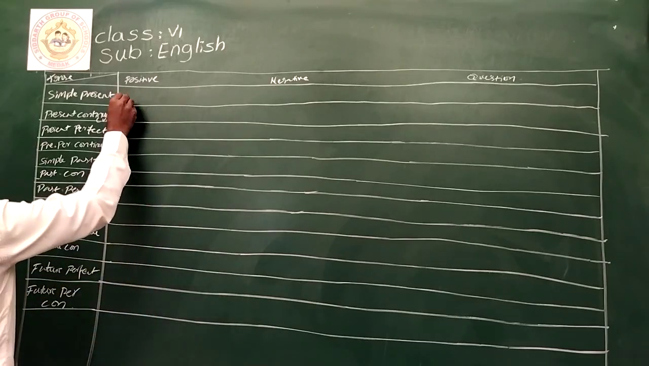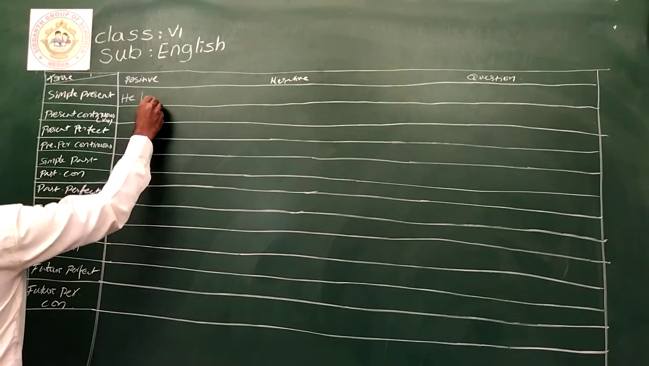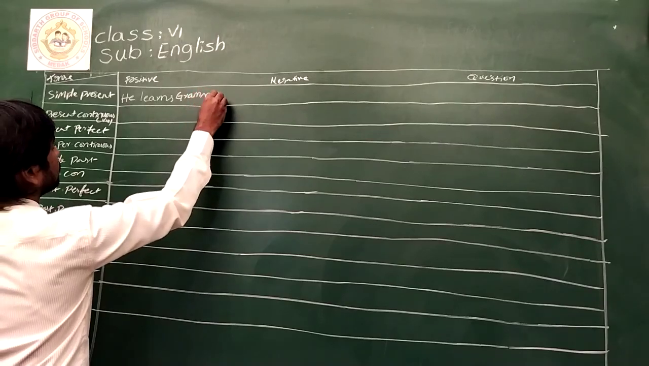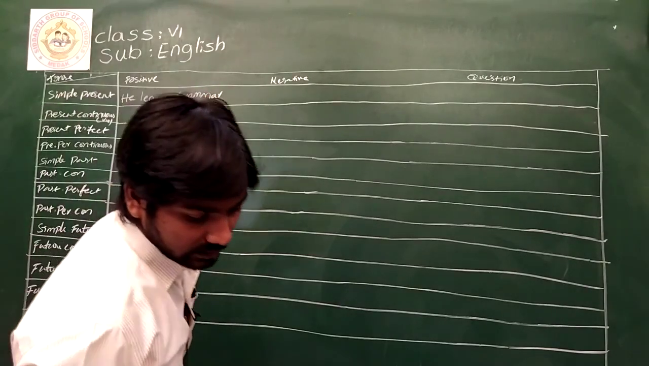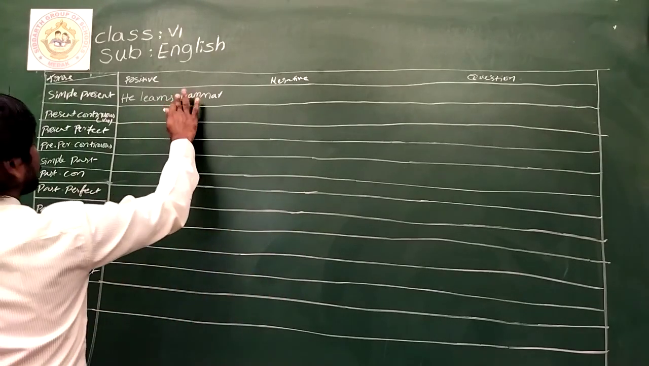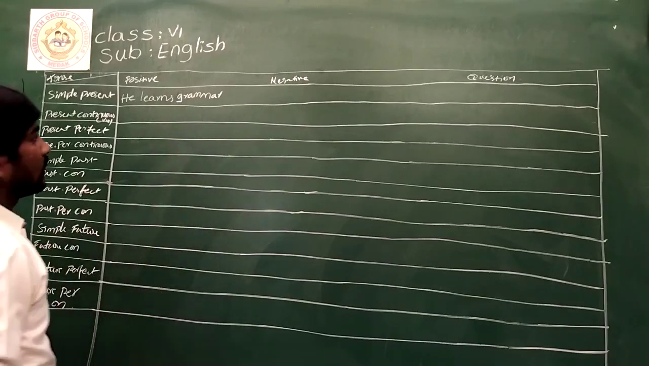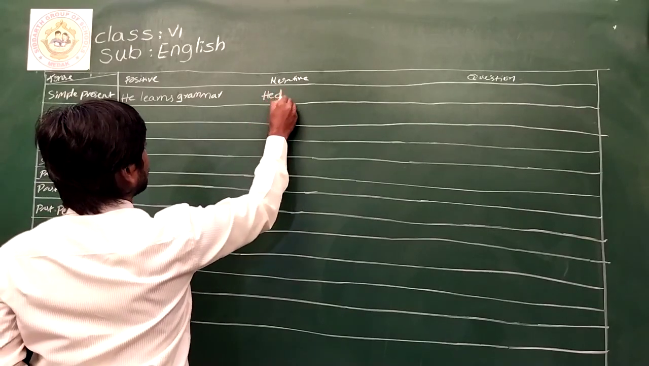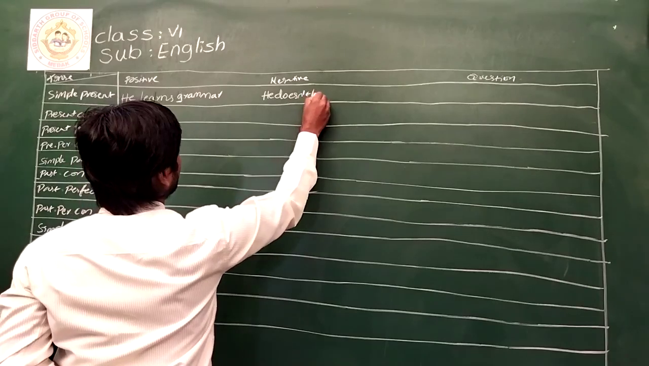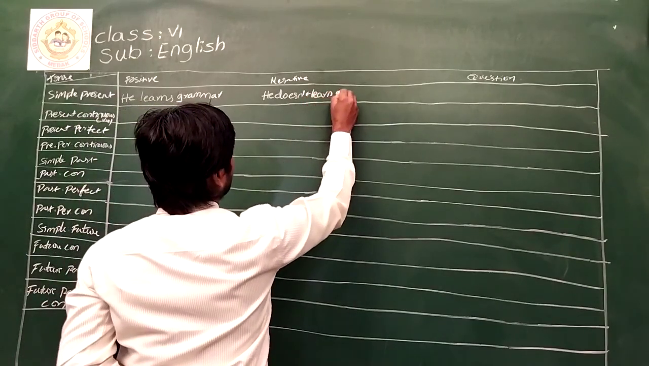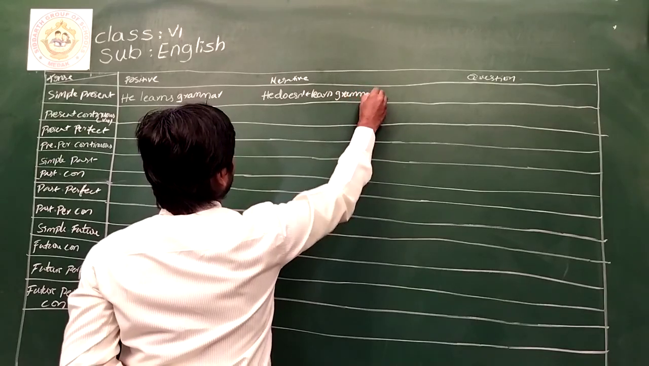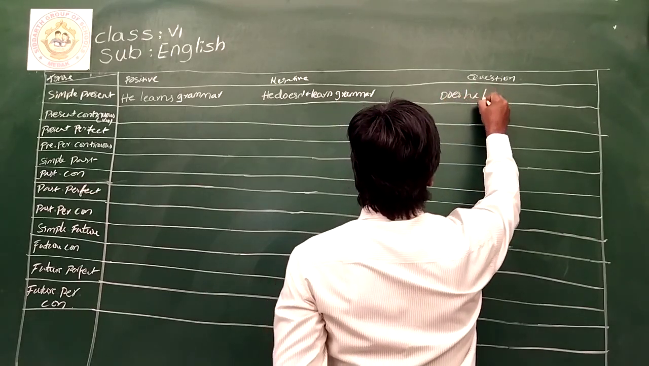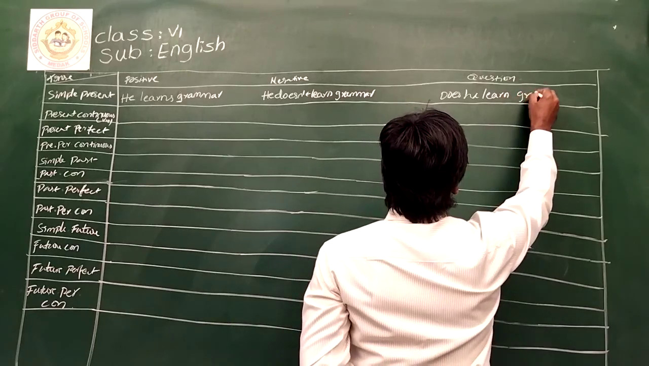Now, simple present tense, positive: He learns grammar. Next one, negative: He doesn't learn grammar. Next, question form: Does he learn grammar?